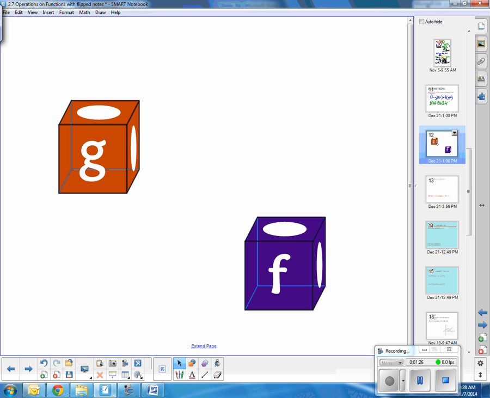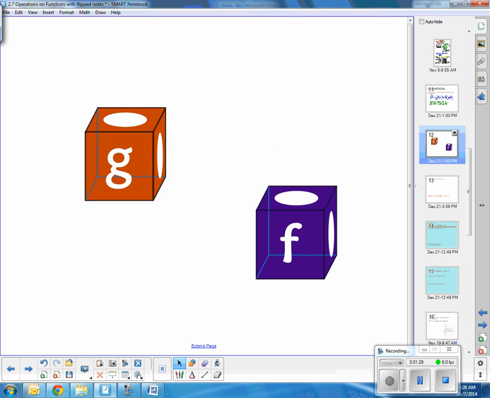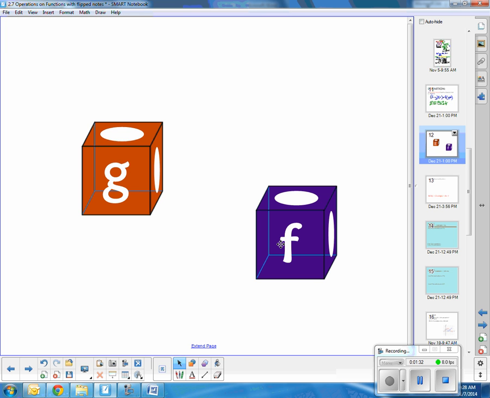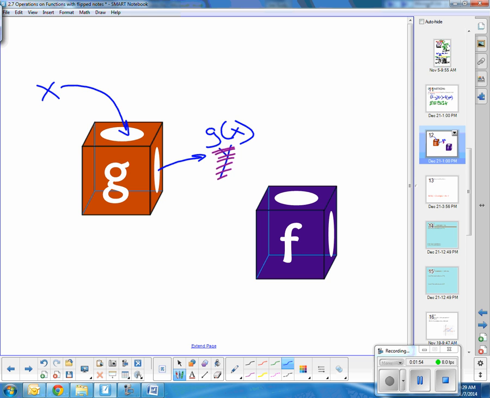Visually, if I imagined my functions as a couple of little math factory boxes, what I'd be doing is taking some x, putting it into the function g, and getting some output. We very often call that output a y coordinate. You put in an x, you get out a y. But here, because we are using function notation, I'm not going to use a y. I'm going to use the notation g of x. Remember that this notation g of x means the result of putting x into the function g. Then I'm going to take that and put it into the function f.